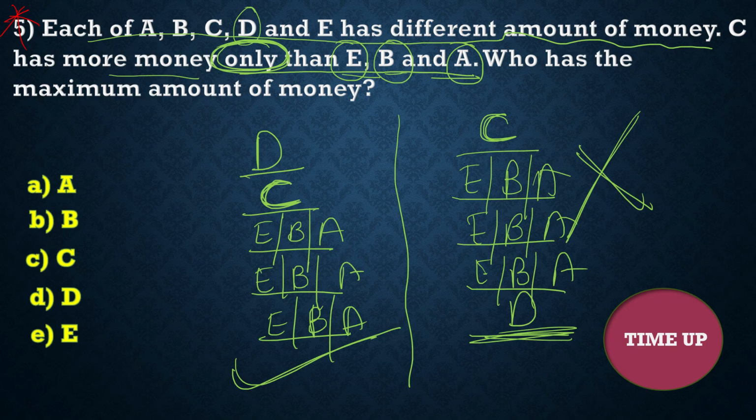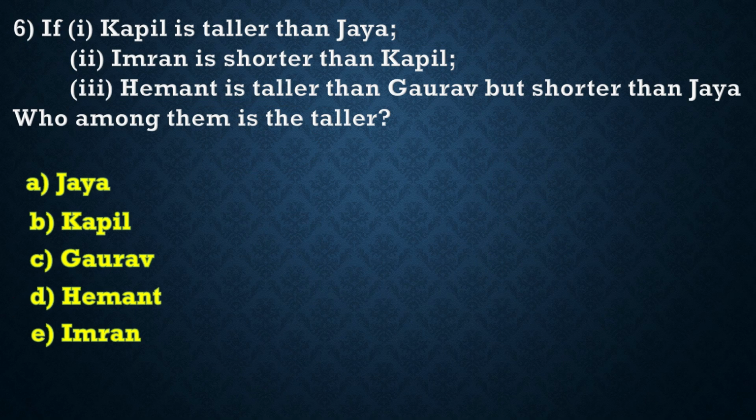Okay. So what is the question asked? Who has the maximum amount of money? D has the maximum amount of money. Option D is the correct one. I hope you got this. Sixth question on your screen and your timer starts now.